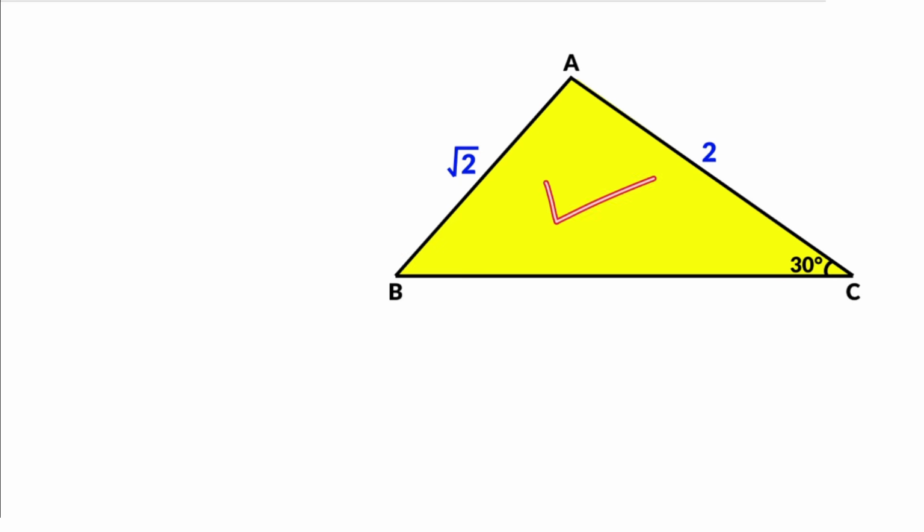We have triangle ABC. We're given three important pieces of information. Angle C is exactly 30 degrees. Side AC is 2 units long. And side AB is the square root of 2 units. Our goal is to find the exact area of the triangle.